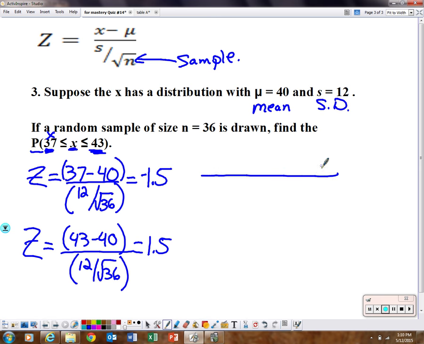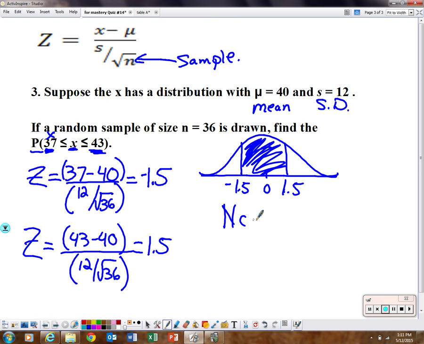Draw your normal curve. Negative 1.5 is on the left. Positive 1.5 is on the right. We want to know what the area is or what the probability is in between. Remember, area and probability are the same thing. If you're going to use your calculator, use normal CDF, negative 1.5, comma 1.5.